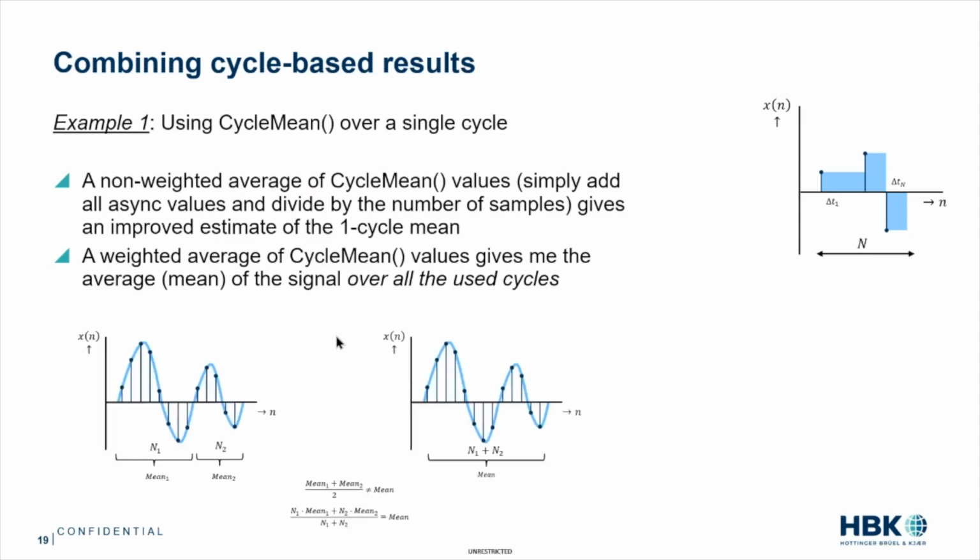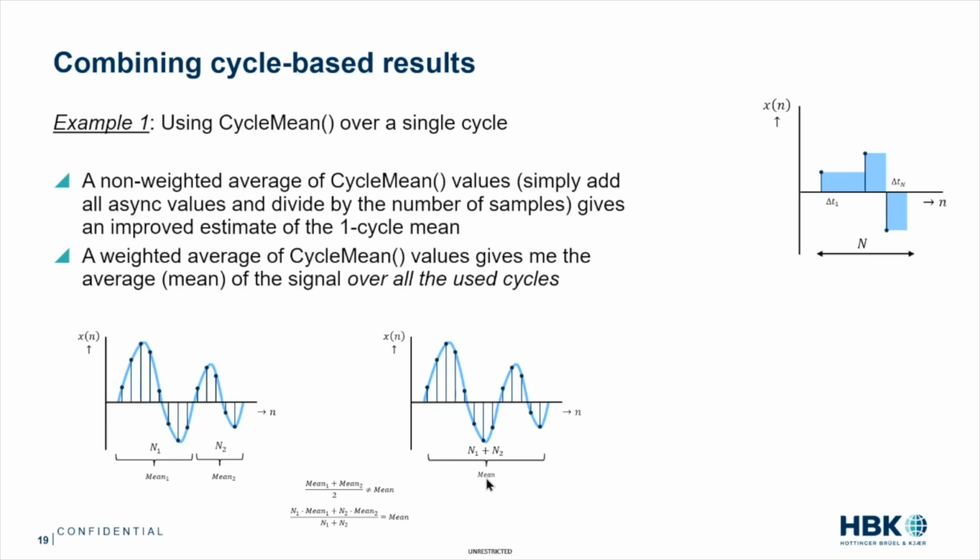So, for example, if I have a signal here, in this case with 2 cycles, I can calculate the mean over the first cycle, and I can calculate the mean over the second cycle. That's basically what I've done here. I call this mean 1 and I call this mean 2. The other situation is that I can calculate in one go the mean over those 2 cycles, and that is what I call the mean.